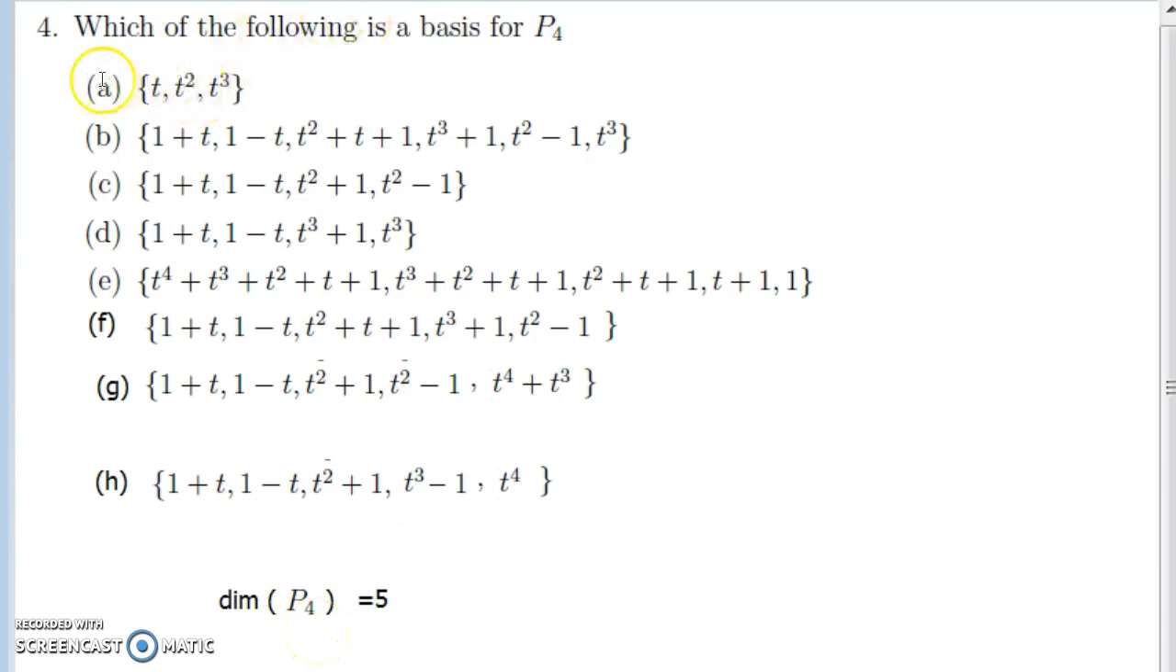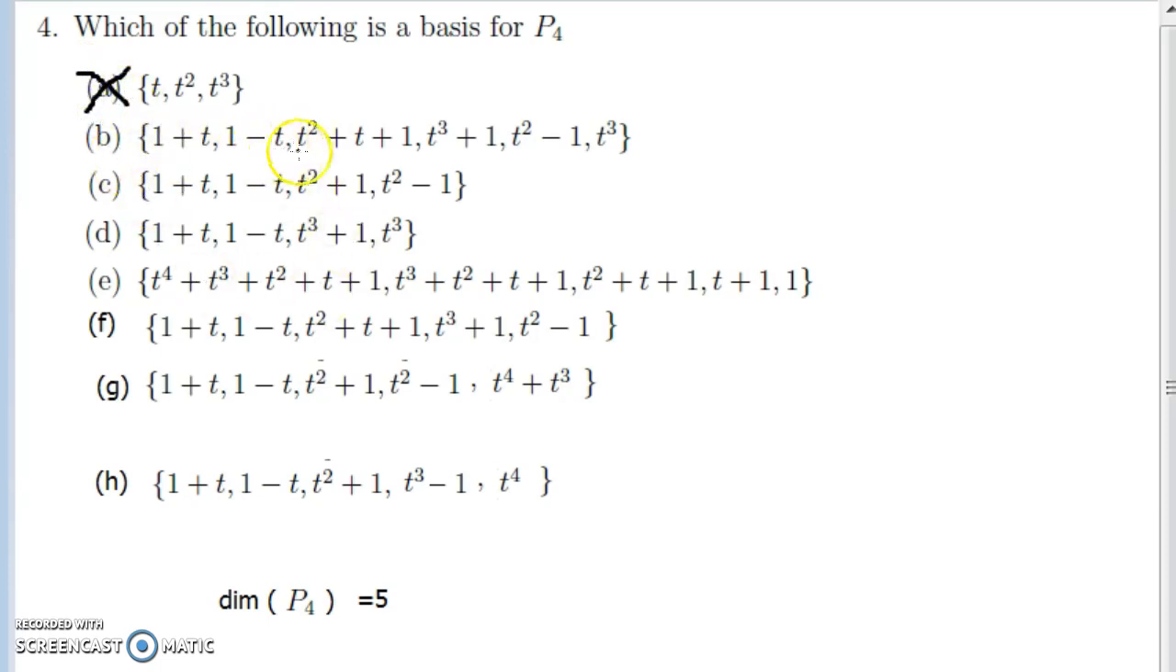So you see that the question has only 5 selections, but I added a few more to explain which ones are actually possible bases for P4. Almost right away, we can tell that A cannot be the correct answer, because it only has 3 elements, so this is out.